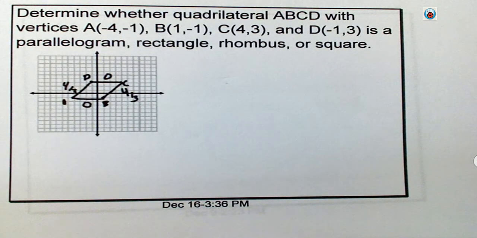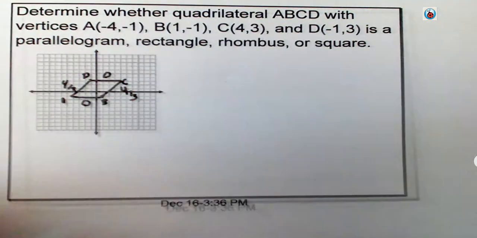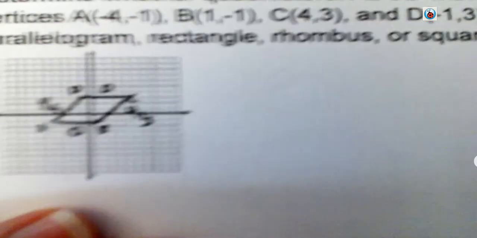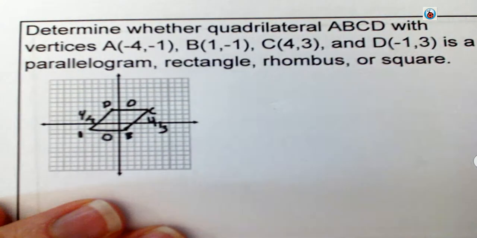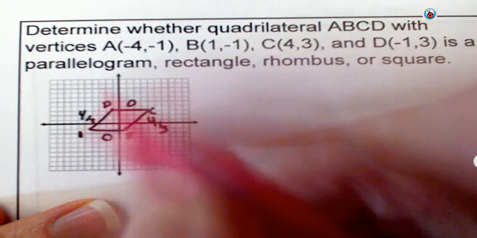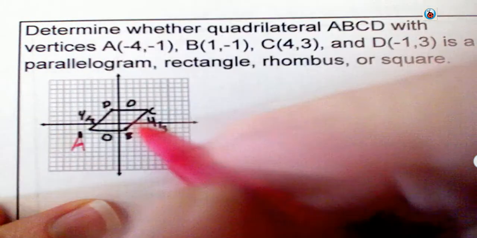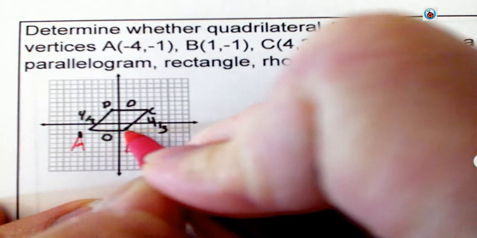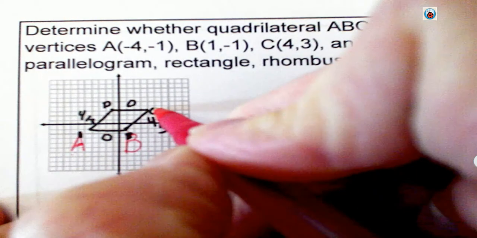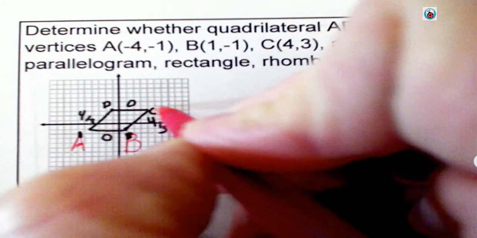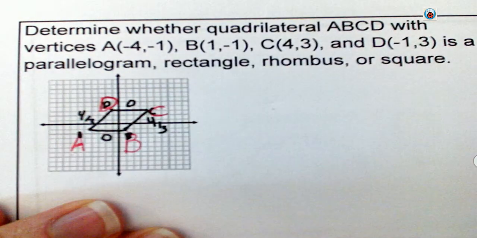Determine whether quadrilateral ABCD with those vertices is a parallelogram, a rectangle, a rhombus, or a square. So the best way for you to do that is to find the slope. I've already drawn this in for you, but it's a little bit hard to see where it's printed out. Here's point A at -1, -4. Here is point B at 1, -1. Here is point C at 4, 3. And here is point D at -1, 3.